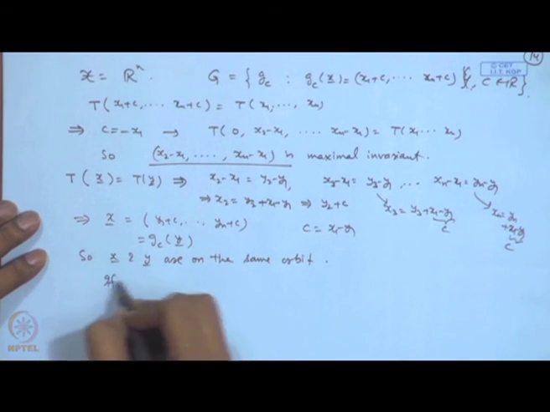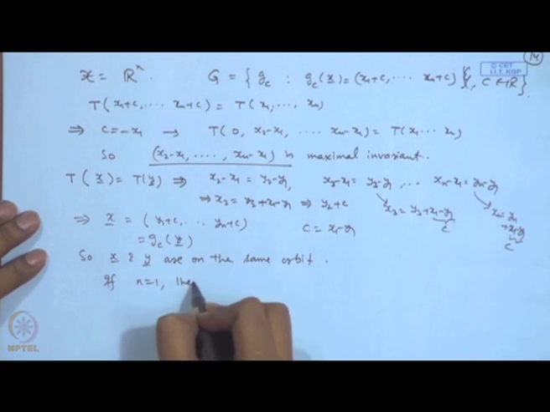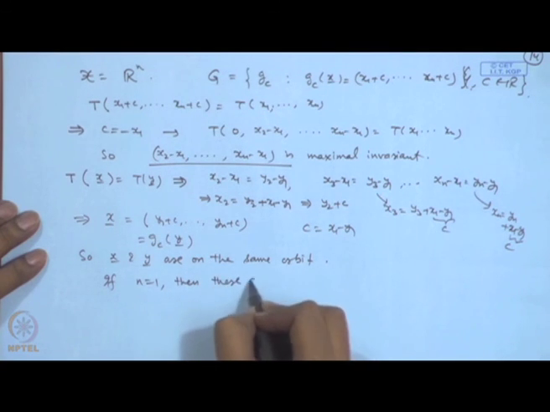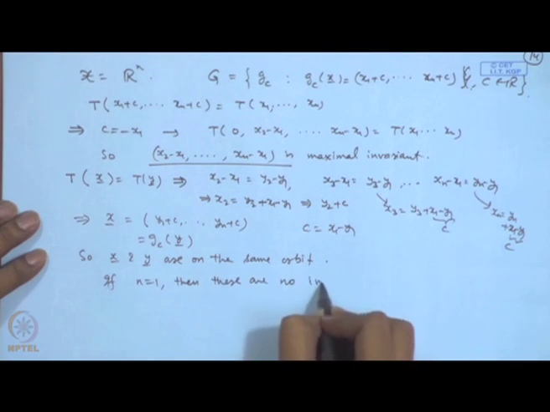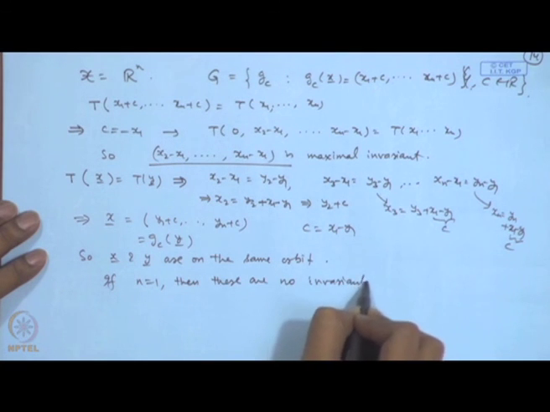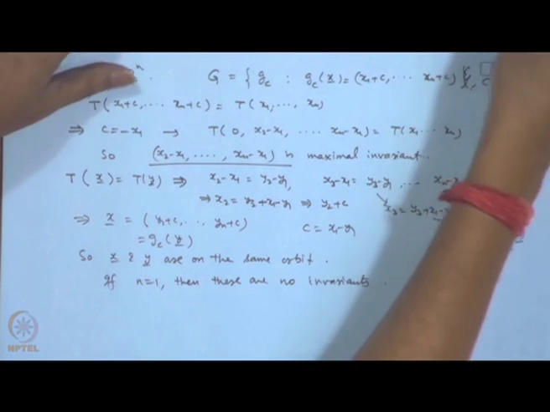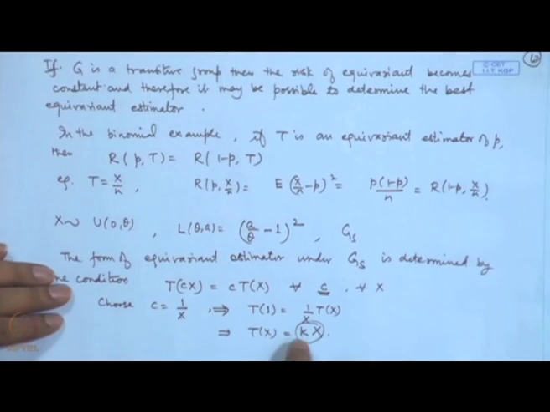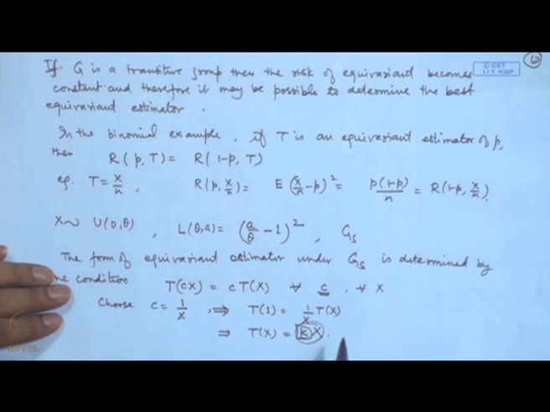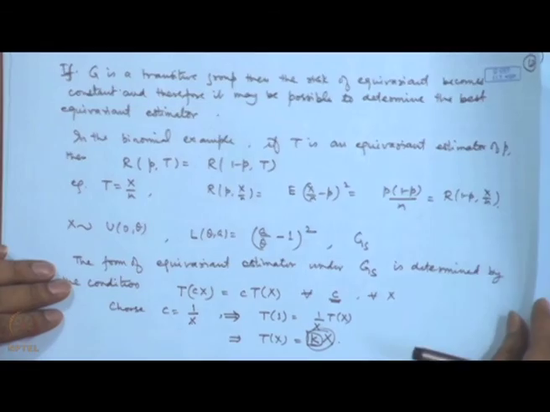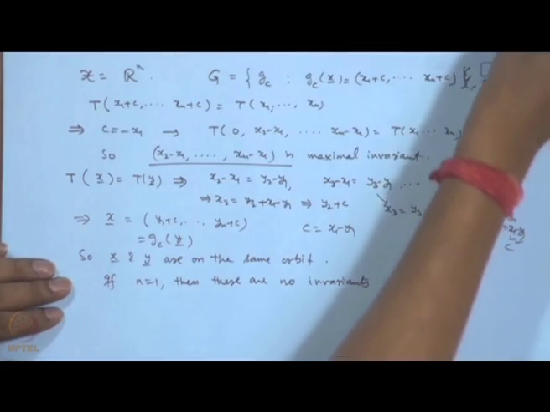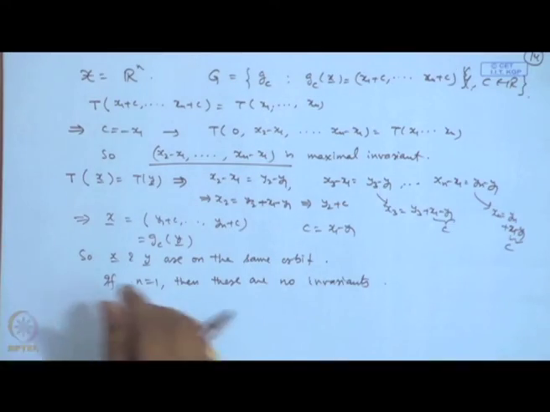If I take n is equal to 1, then there are no invariants. The one which I derived just now in the previous case, when I took k x here, so there is no invariant here. Whereas, if I had taken n observations here, I would have got x 2 by x 1, x 3 by x 1, etcetera. I will explain it in the following lecture.